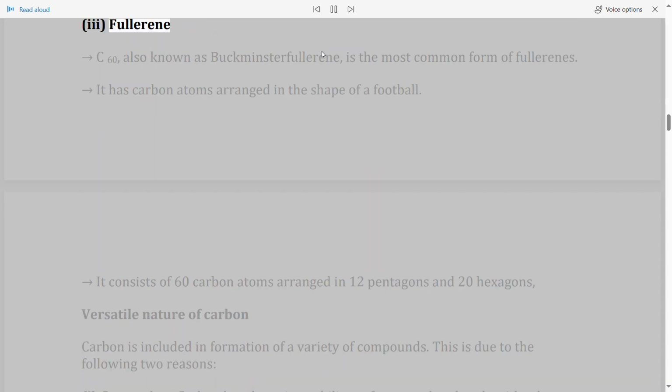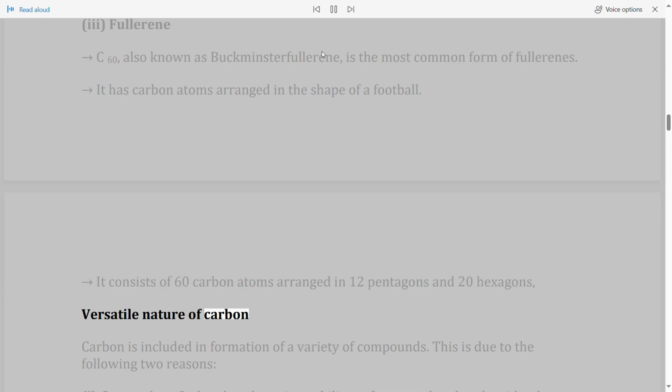3. Fullerene. C60, also known as Buckminster fullerene, is the most common form of fullerenes. It has carbon atoms arranged in the shape of a football. It consists of 60 carbon atoms arranged in 12 pentagons and 20 hexagons.